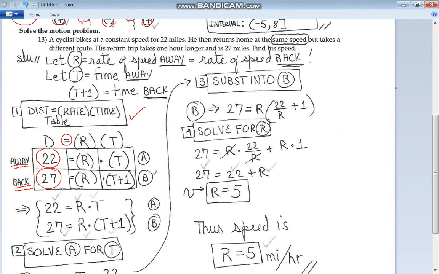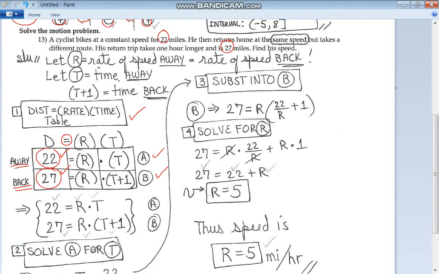Okay, now his rate of speed, we don't know his rate of speed. We just know that it was constant. We know that his distance was 22 going away, and it was 27 coming back. That's what these are. The rate of speed we don't know, and we only know about the time, that the time away is t, but the time back is t plus 1. So we're able to form two equations, A and B.